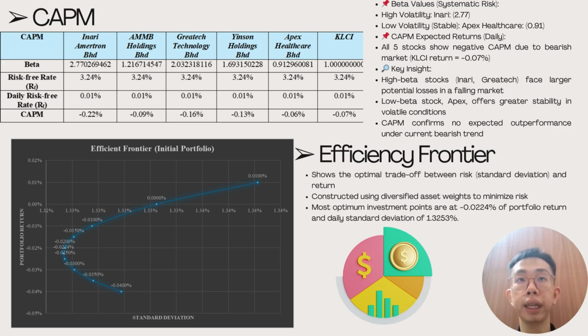For the efficient frontier, we find this graph in Excel, which uses the solver to show the optimum trade-off between the risk, which is the standard deviation, and the returns. This is constructed using diversified asset weightage to minimize the risk. So we find that the most optimum point is a portfolio return of negative 0.0224 and a standard deviation of 1.3253%.